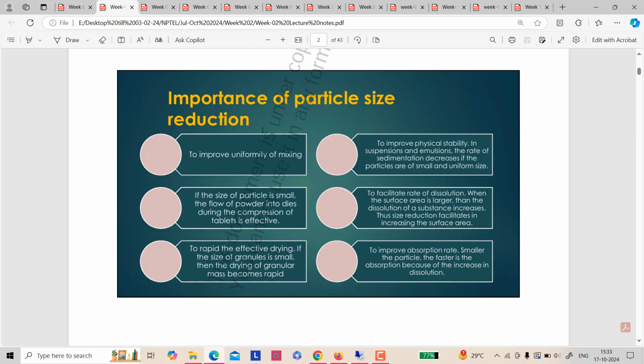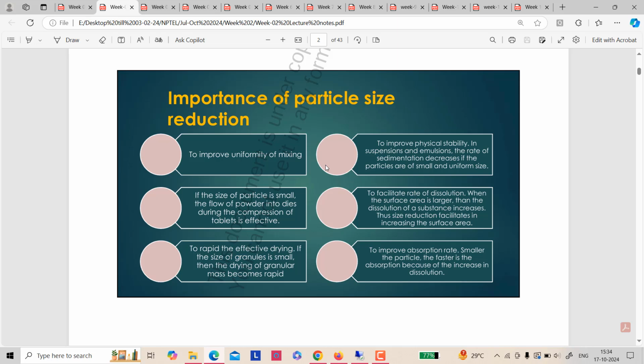Again, it is said to improve the uniformity of mixing. If the size of the particle is small, the flow of powder into the dies during the compression of tablets is effective. For rapid and effective drying: if the size of the granules is small, then the drying of the granular mass becomes rapid.